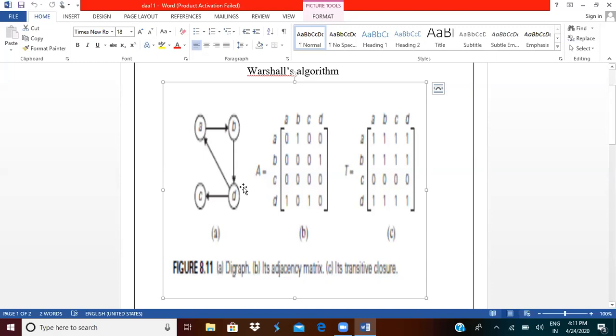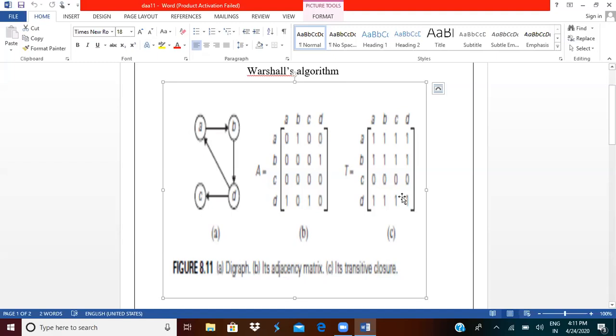Again, if you see D to A, there is a path, hence it is 1. D to B, there is a path through A, D to A to B. Then D to C, D to A to B, B to D, D to C, there is a path. Next, D to D, there is a path. D to A to B, B to D. There is a path, hence it is 1.